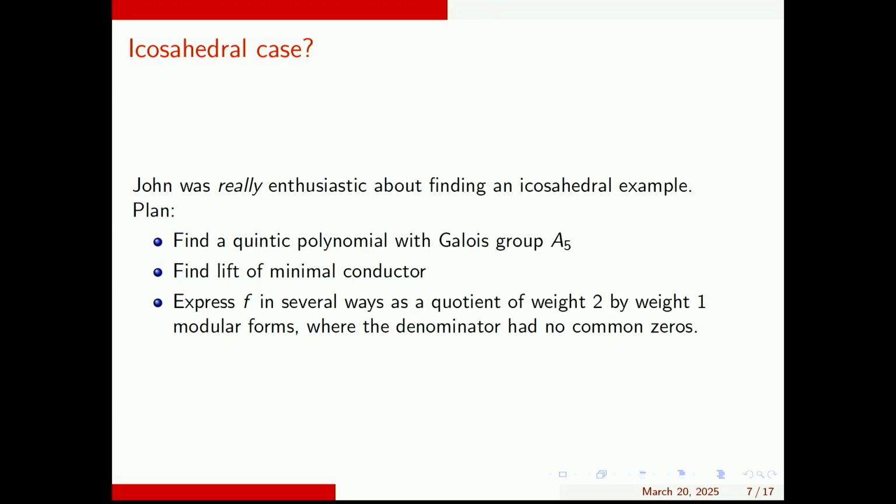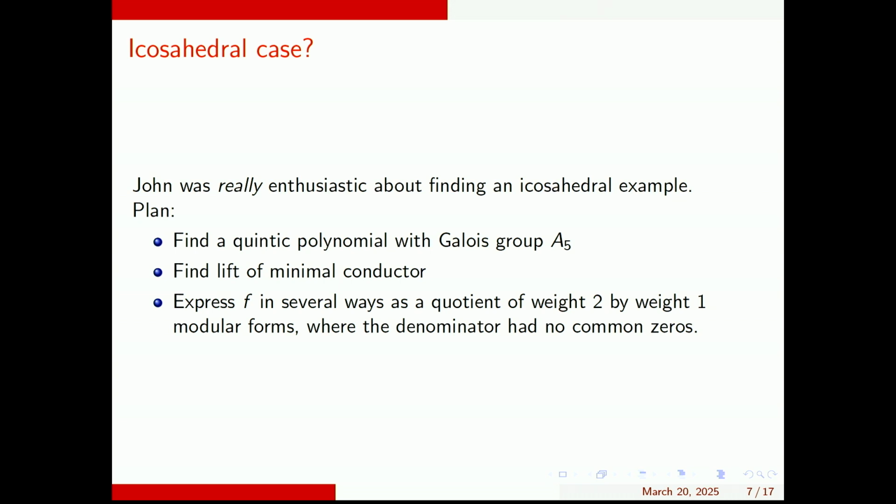So he was really happy about this idea. And so what do you have to do? Well, in that tower of fields, the first thing you have to do is find, in this case, a quintic polynomial whose Galois group is the alternating group A5. But then you have to lift it.